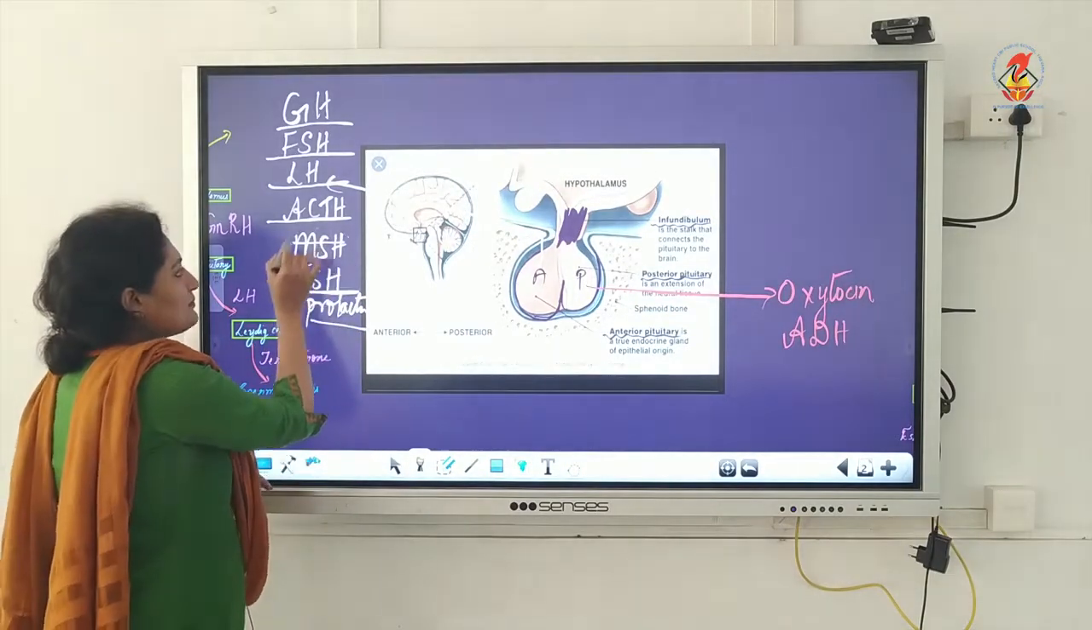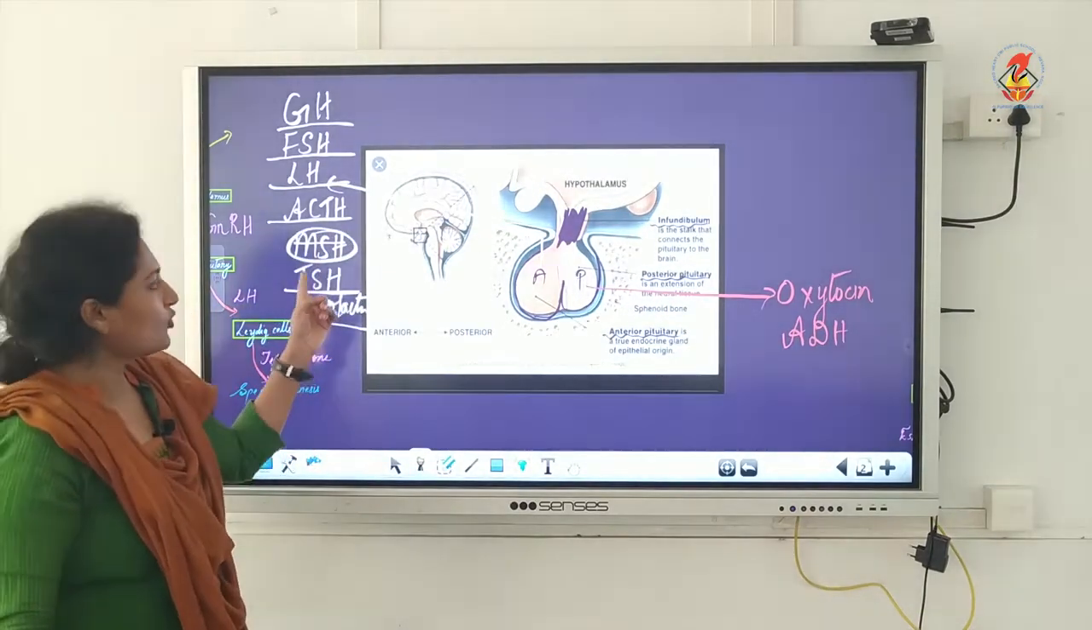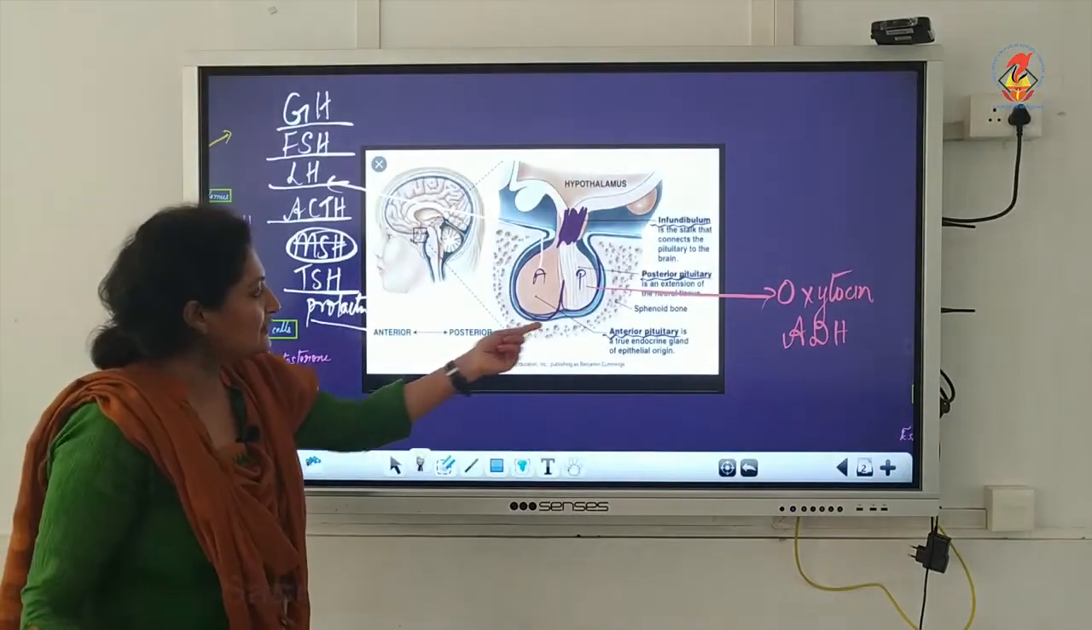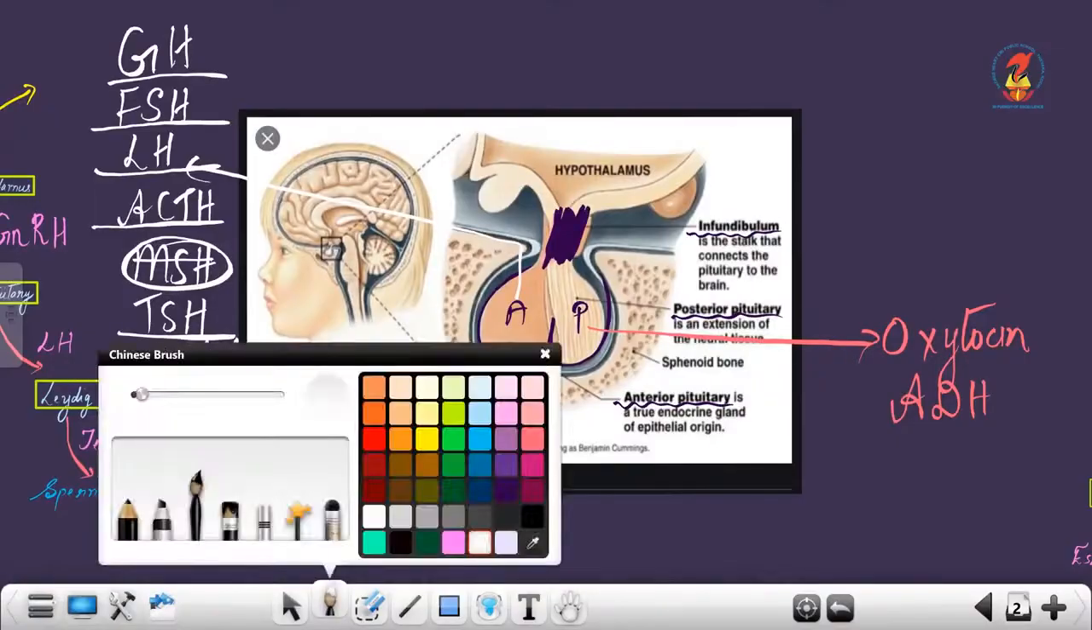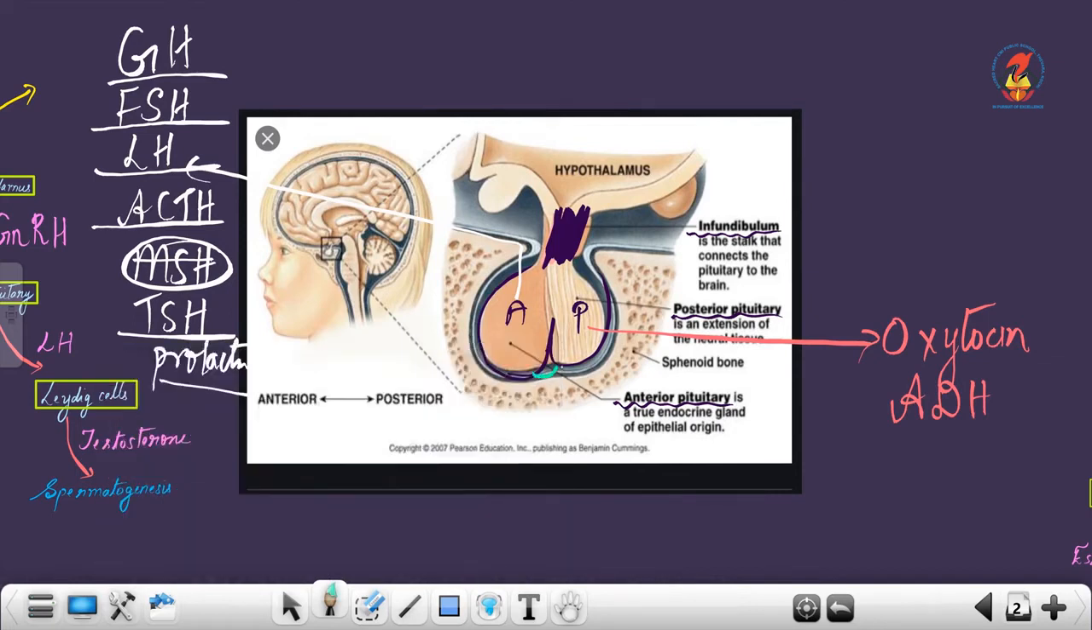Now I have struck out MSH, that is melanocyte stimulating hormone, as it is produced by an intermediate lobe. We have learnt in 11th standard in mammals there is an intermediate lobe here, a very rudimentary structure. This middle lobe, intermediate lobe, produces the melanocyte stimulating hormone. But what holds relevance here is the 6 hormones produced by the anterior pituitary.